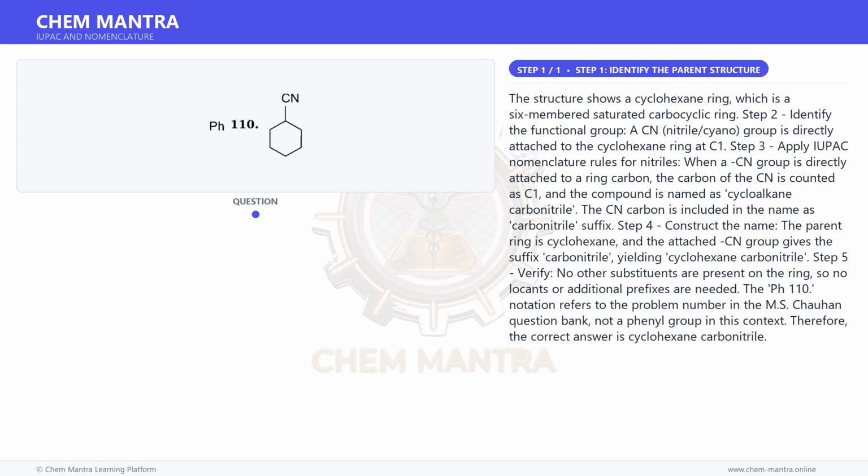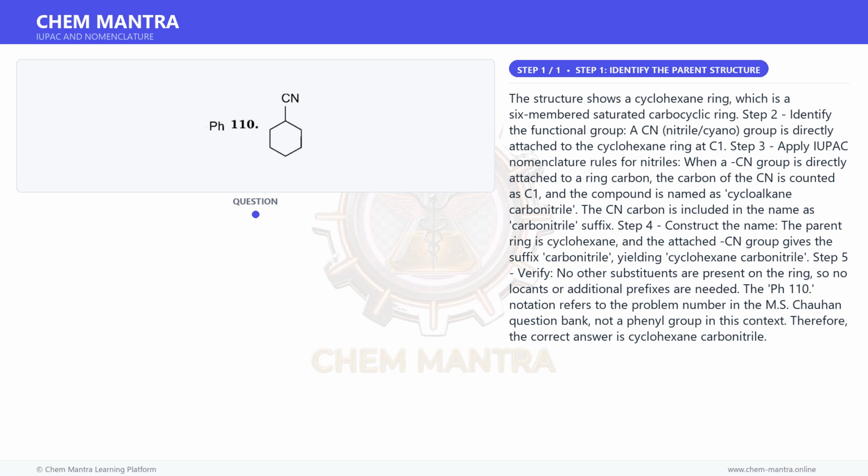Step 4. Construct the name. The parent ring is cyclohexane and the attached CN group gives the suffix carbonitrile, yielding cyclohexane carbonitrile. Step 5. Verify. No other substituents are present on the ring, so no locants or additional prefixes are needed.